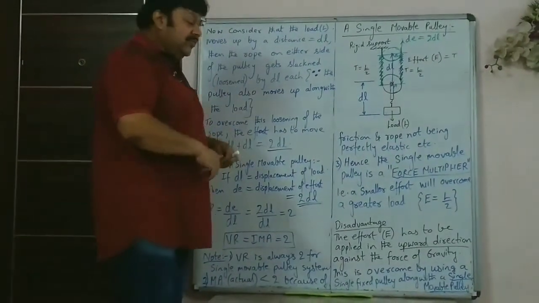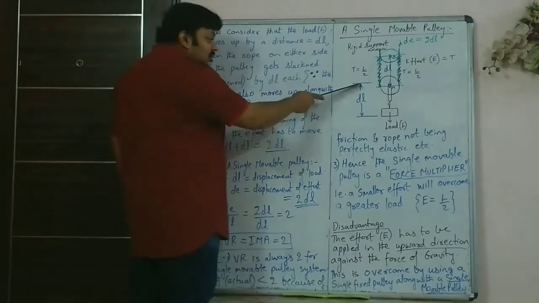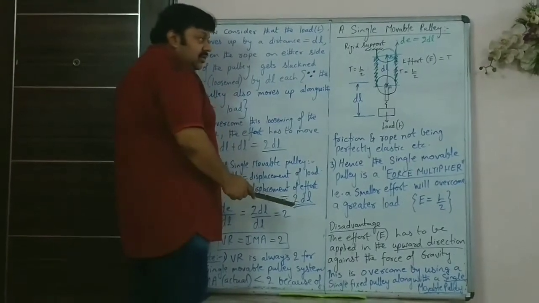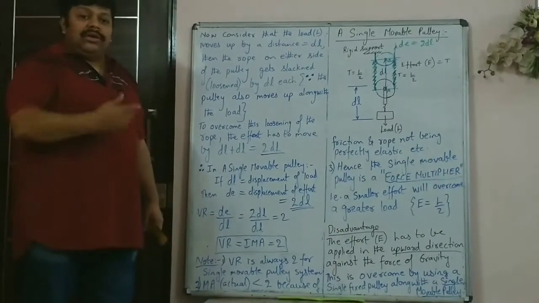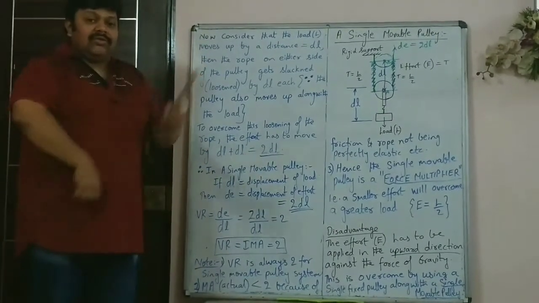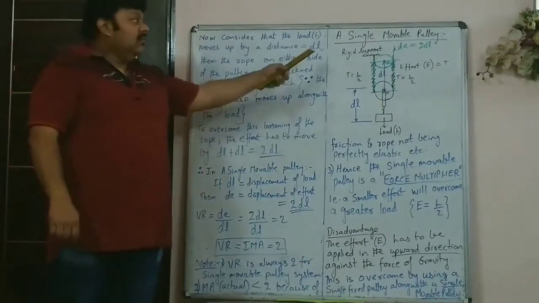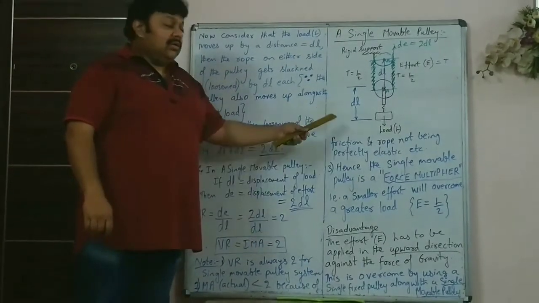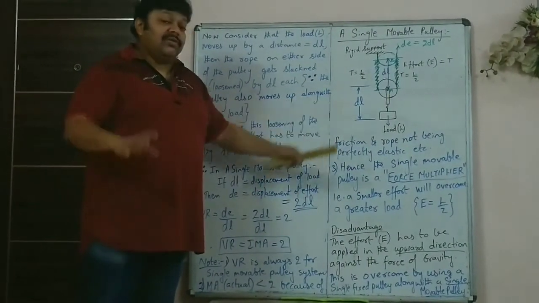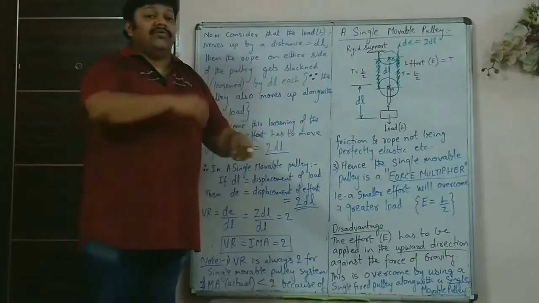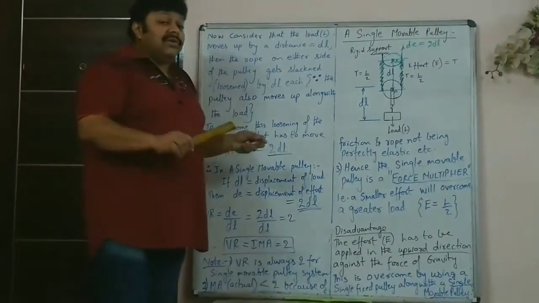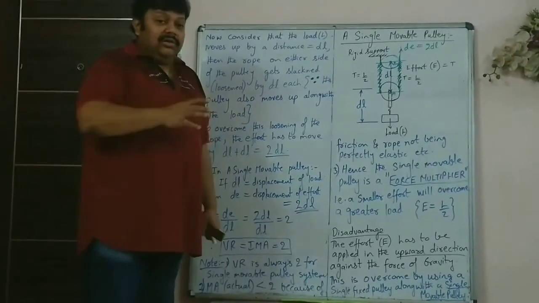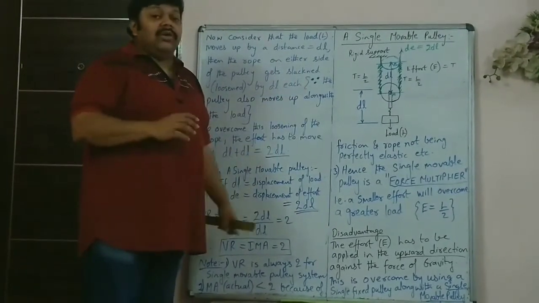So just tell me, if the rope moves up by 5 meters, how much has the effort to be pulled down by? 2 times 5 meters. So you will have to pull the rope more. In a movable pulley system, if the distance moved by the load is 5 meters, then you have to pull the rope by 10 meters. That will never change, whether there is a lot of friction or whatever.